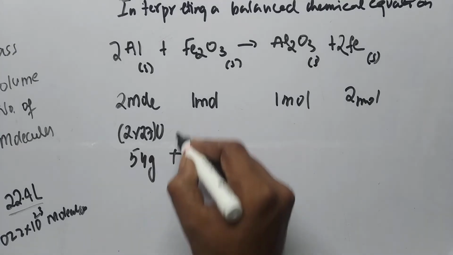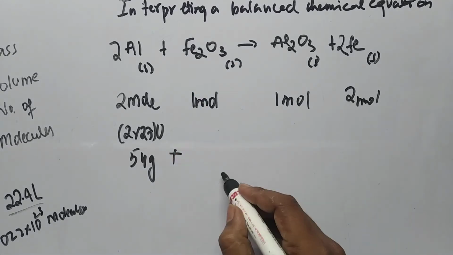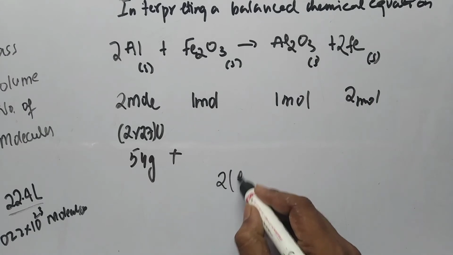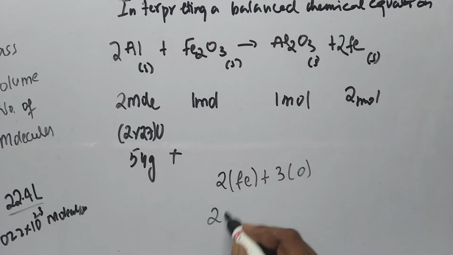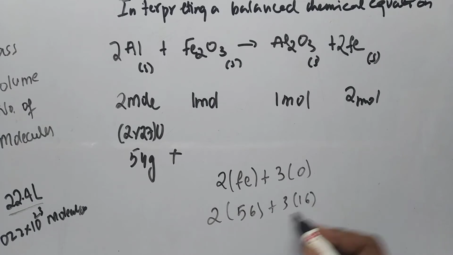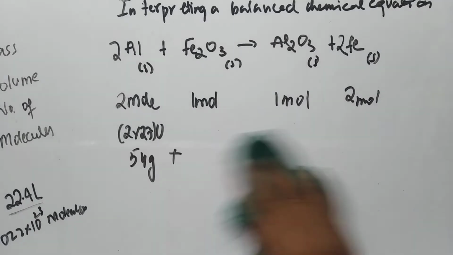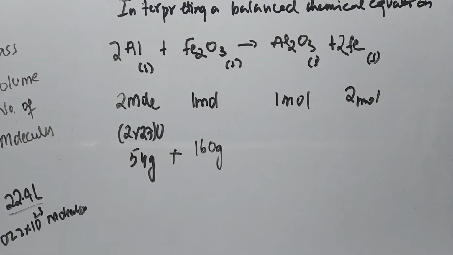Let me calculate the weight for ferric oxide. We need to calculate individually. We have 2 irons plus 3 oxygens. The weight of iron is 56. The weight of oxygen is 16. Now you need to multiply 56 into 2, which is 112, plus 48. When you add, we get 160. This is the weight of ferric oxide. The weight of ferric oxide is 160 grams, you can say.